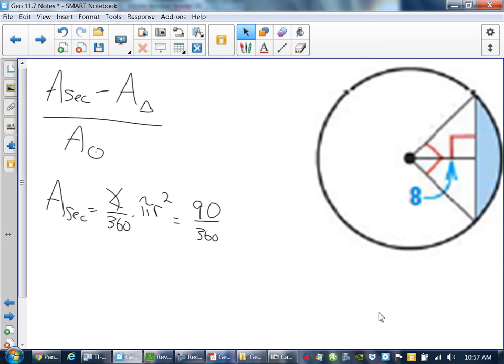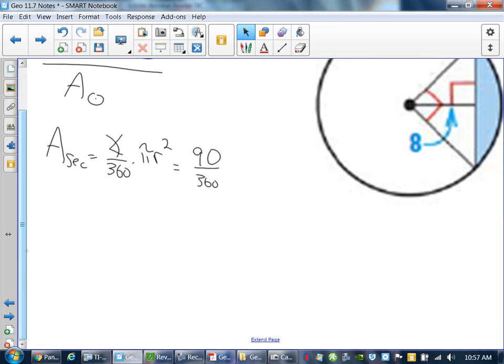Now, let me draw this separately real quick. Wait, but what is the 8 pointing to? The height, that's what I was about to say. I'm going to redraw just the triangle real quick. Now, we know that the large triangle is an isosceles right triangle.